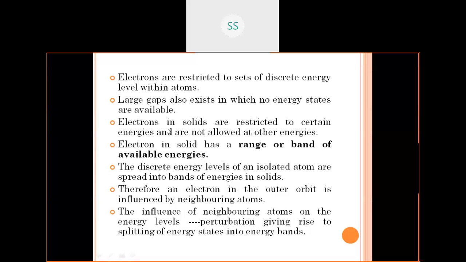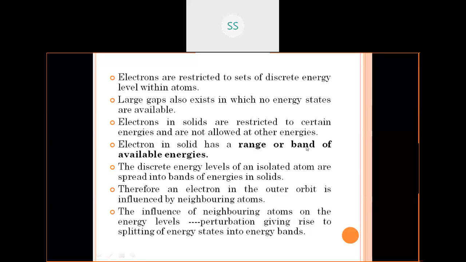Another specification is that electrons in the solids are restricted to certain energies and they are not at all allowed at other energies. Around the nucleus there are many shells, many energy levels, and the electrons are restricted to those energy levels. The restriction is that electrons are confined to certain energy levels and they are not allowed to go to other energies.